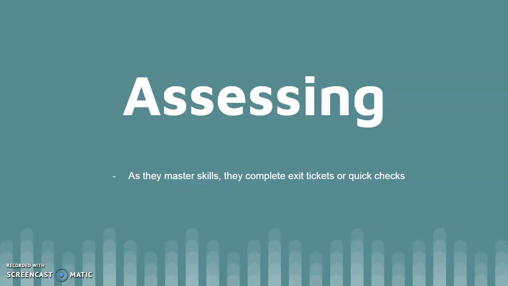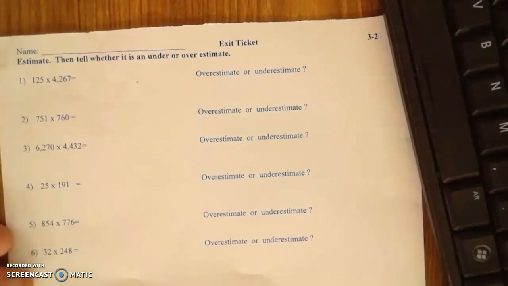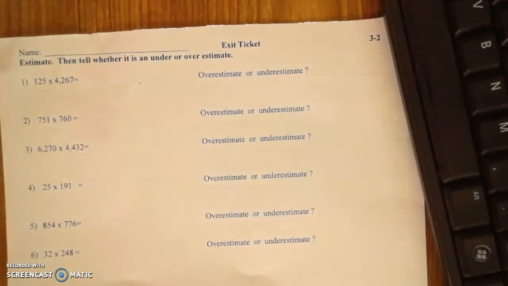As they master their skills, they're going to complete an exit ticket or quick check to say, hey, look, I'm going to show what I know. This is going to be the expressing part of the personalized learning, right? Let me show you quickly what they look like. Here's an example of one of the exit tickets. It's a quick 6 questions that they're going to answer.